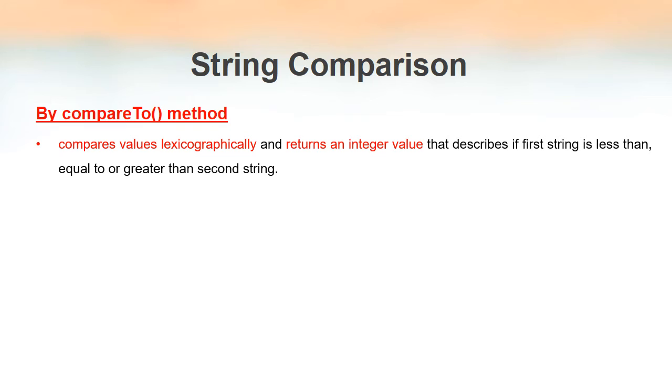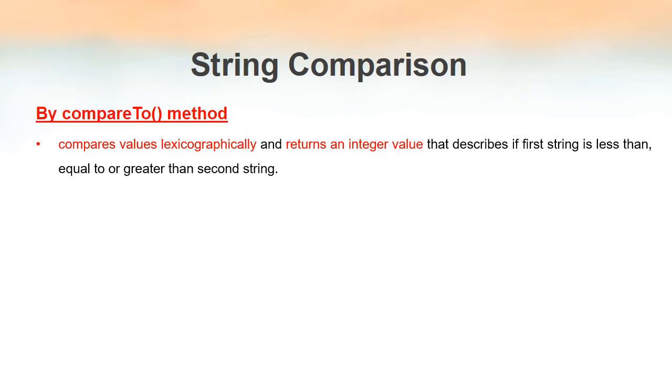Suppose I take the same example, apple and bat. The word apple is coming before bat, so we will say that apple is less than bat. Take another two words, bat and cat. Now we will say cat is greater than bat because cat is coming after bat in the dictionary. And if both words are the same, then we will say they are equal.